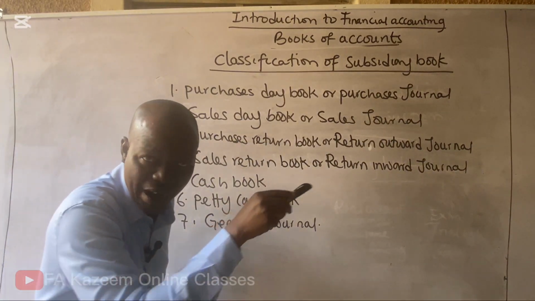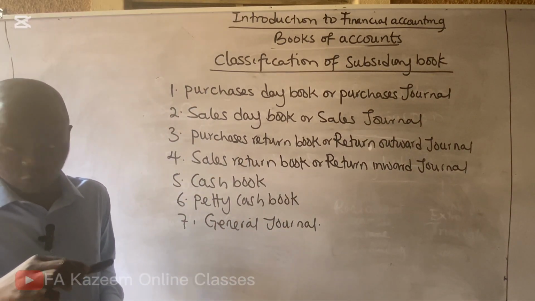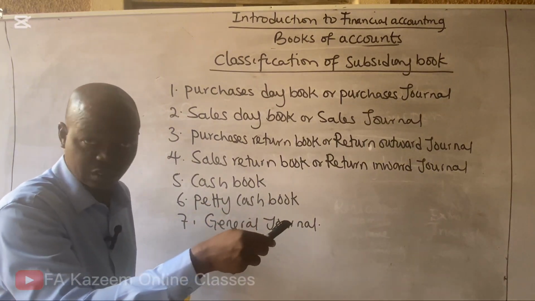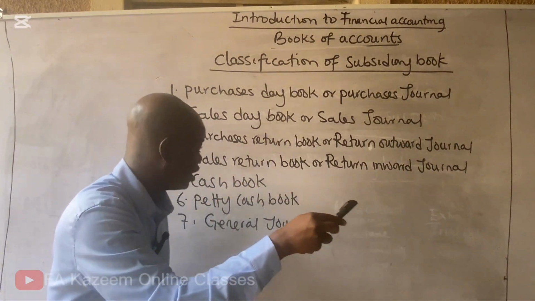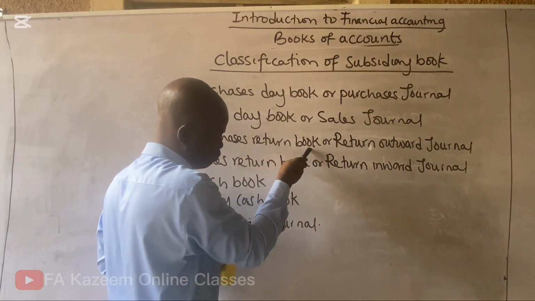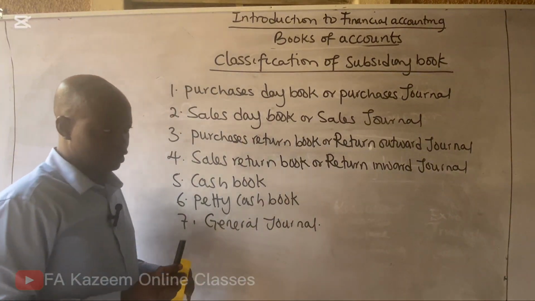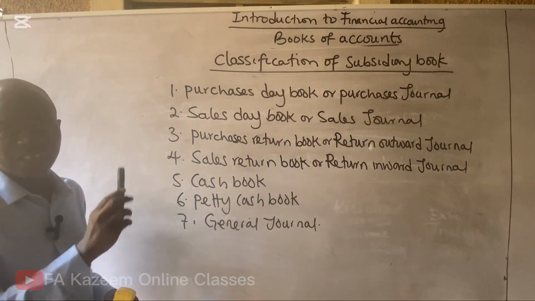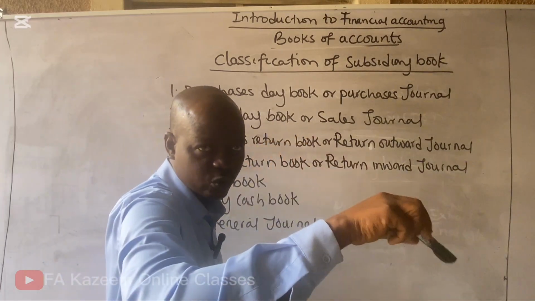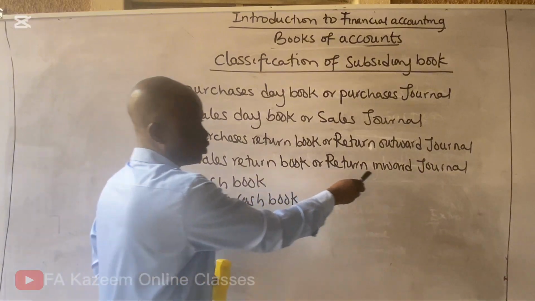When goods are returned back to the supplier as a result of damage, or the goods are not in good condition and you are returning the goods back to your supplier, you have to keep such record in purchases return book, or we call it return outward journal. Likewise, number 4, if customers return goods back to your business, the appropriate book to keep such record is known as sales return book or return inward journal.